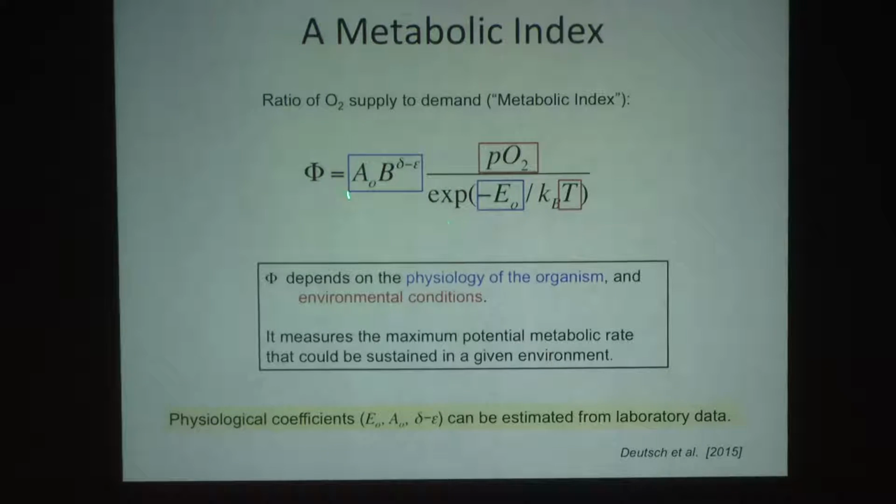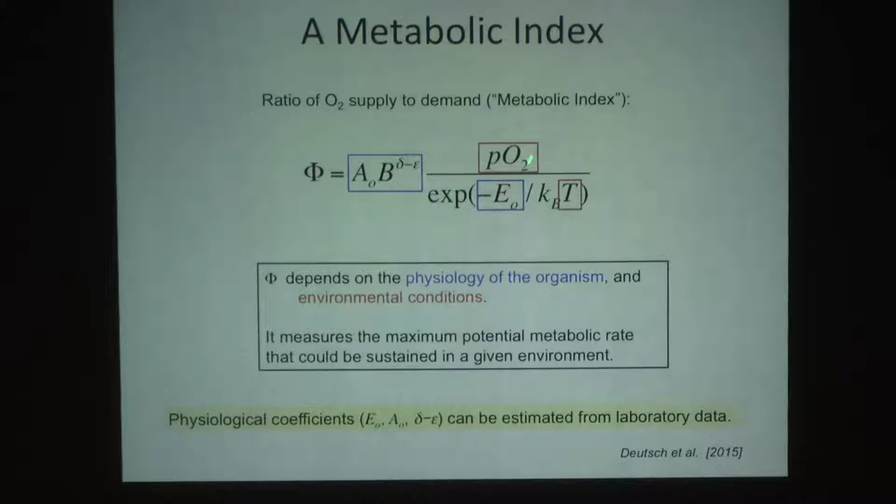But it also depends on several quantities that characterize the physiology of the organism. It's the metabolic rate dependence on temperature, this E0, the body size, and the difference between the allometric scaling for supply relative to demand, and then some constant that depends on the gas exchange constant and the baseline metabolic rate. Okay. Lots of stuff in here that you don't really need to worry about, but I just want to show you how this index is constructed.